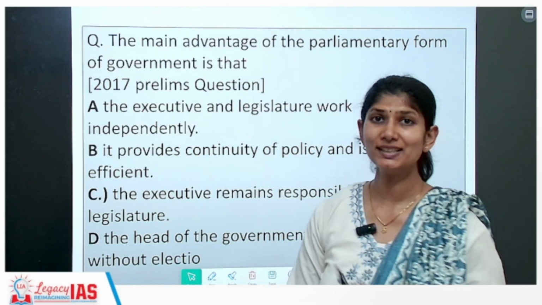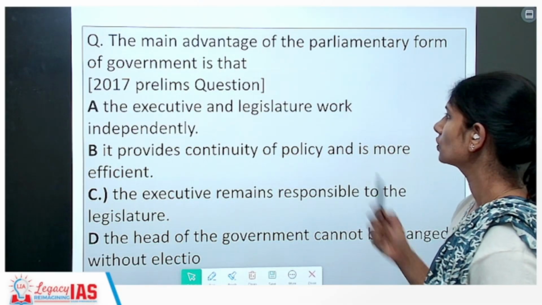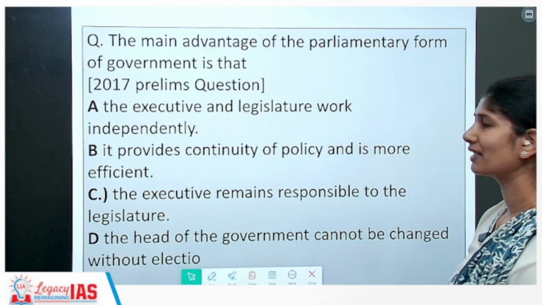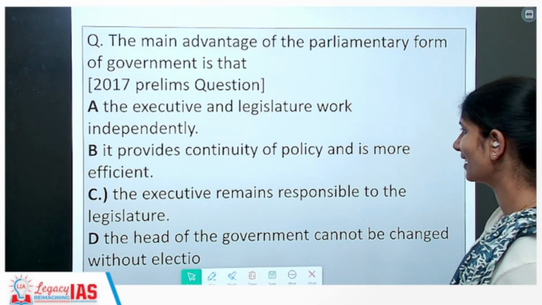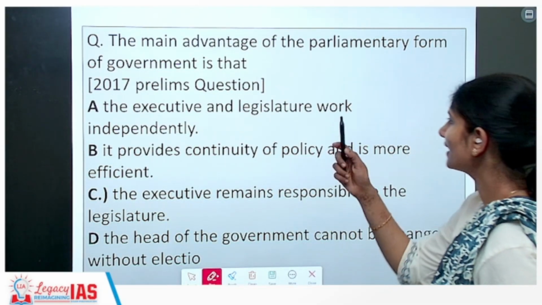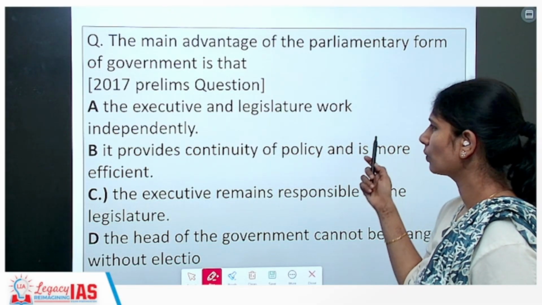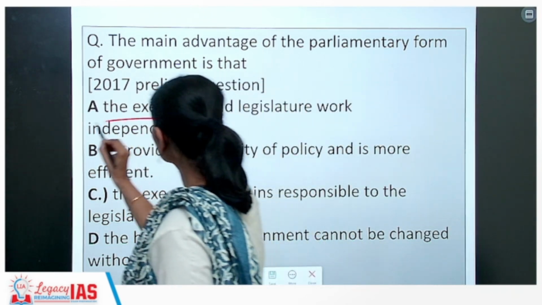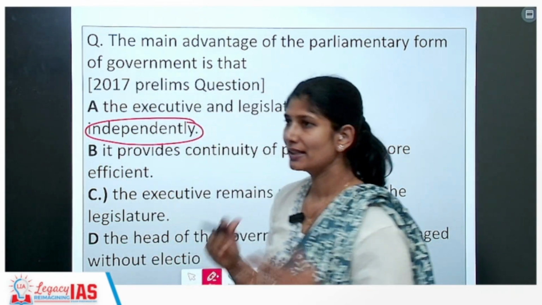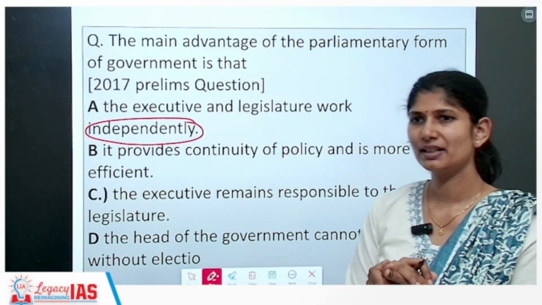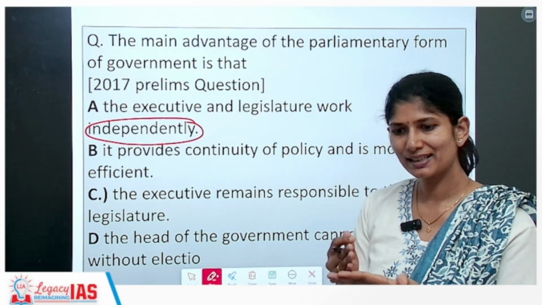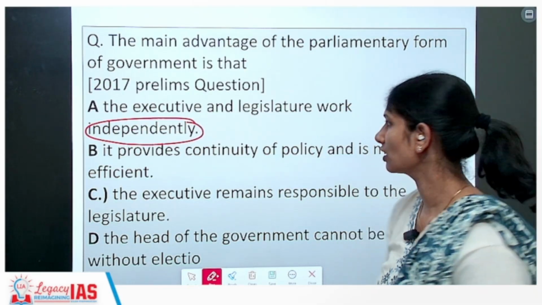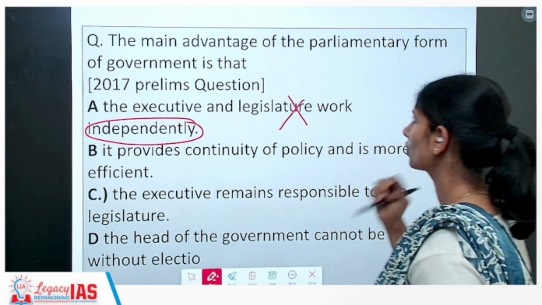Now let's look into the next question. This is a 2017 question. The main advantage of the parliamentary form of government is that the executive and legislature work independently. Is the statement correct? Do they work independently? When we say do they work independently, don't you think your executive is answerable for its works, actions, etc. to its legislature? So this statement is wrong.